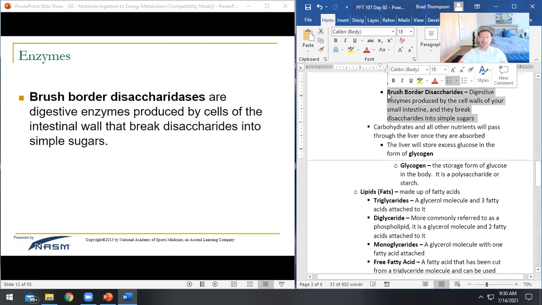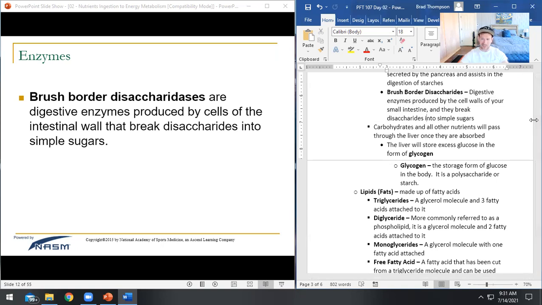Those brush border disaccharides, like I said, rely on a lot of different enzymes. One of those enzymes could be lactase, and that is what breaks down lactose. Certain people can break down lactose because they have a mutation where they create this enzyme. People who can't break down lactose, which is most of the world, 68% of the world, we looked it up last night, that means that you're just missing that mutation. You don't have that enzyme.